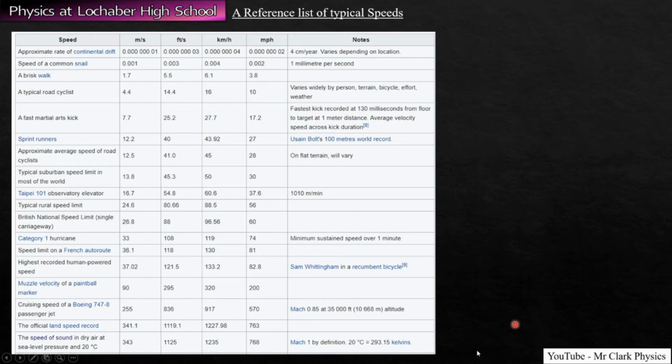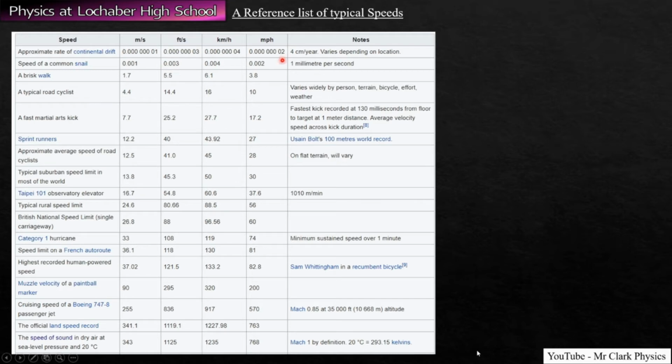To give you a sense of how big a speed is, have a look at this table here. This is from Wikipedia and it lists some of the slowest things that we can measure all the way up to some of the fastest. You might not notice it, but the continents that we're standing on move by around 4 centimeters every year. So that's a distance divided by a time. It's a very small distance divided by a very big time. That means the thing's going very slowly.